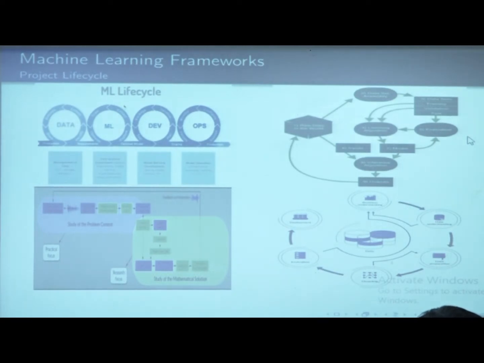Okay, and then I'll just leave these slides with you. There is a machine learning life cycle around data, learning, development, operations, etc. And we have to create a production environment which has all these steps. So this is one way to do it based on pattern recognition, where you can either study the context of the solution or the mathematical formulation of the solution.